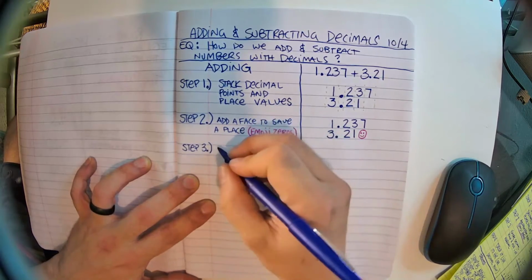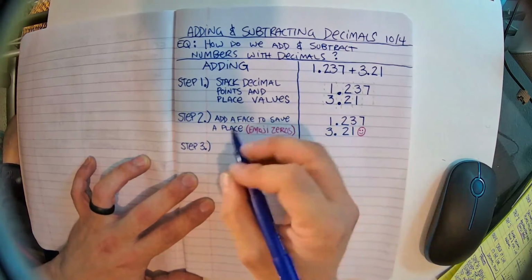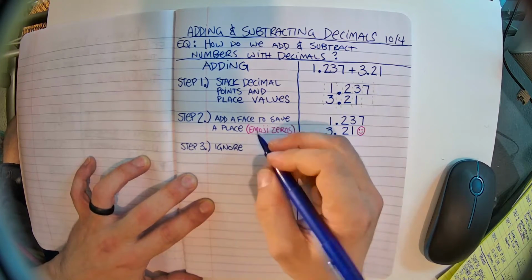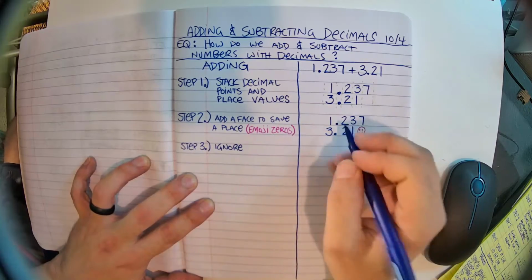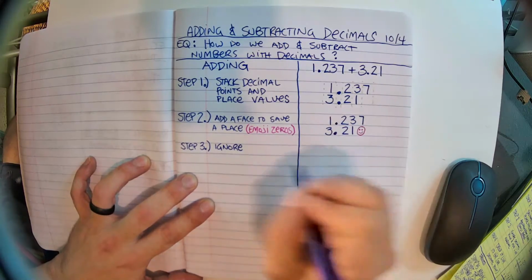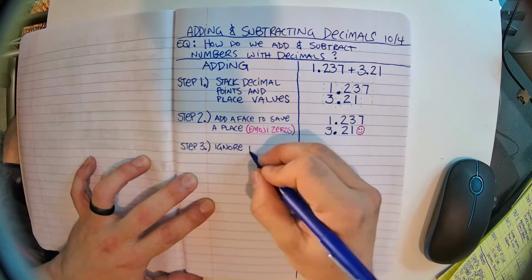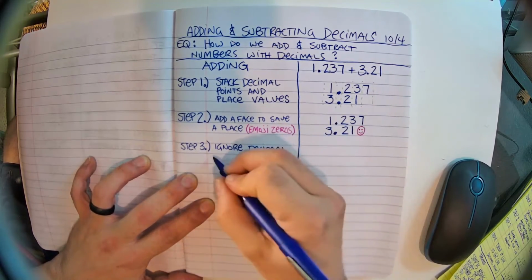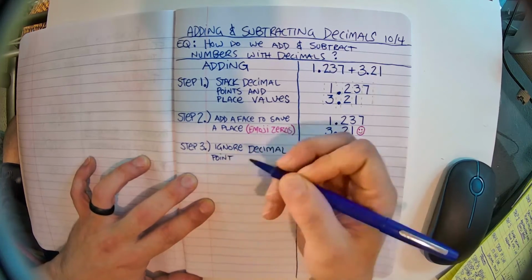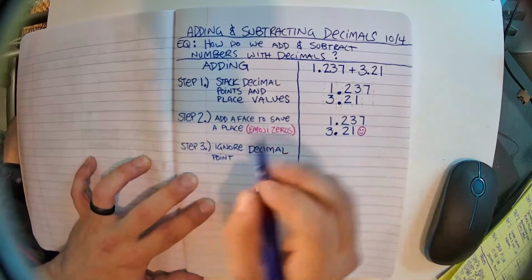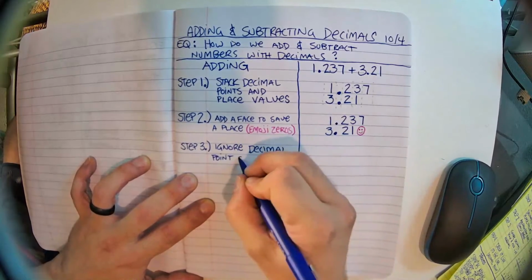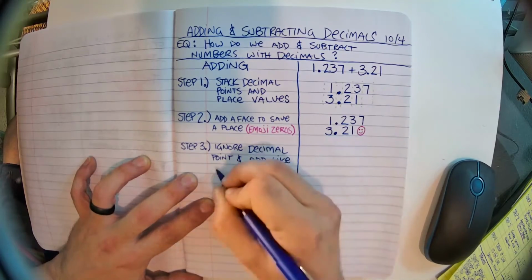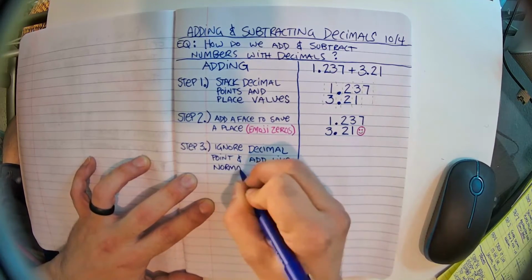In step three, basically what you're going to do is ignore the decimal point. I know that sounds weird, but you've used the decimal point really well so far to line up your numbers and make sure that everything is in place. So for a little bit, we're going to put the invisibility cloak on the decimal point, or we're going to let it do its best John Cena impression. You cannot see the decimal point. And we're just going to add like normal. So pretend that these are just whole numbers at this point.